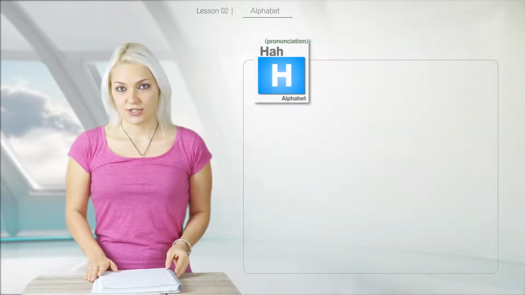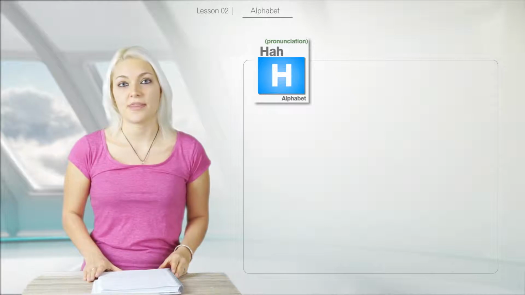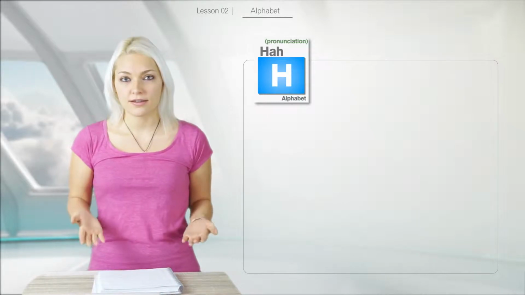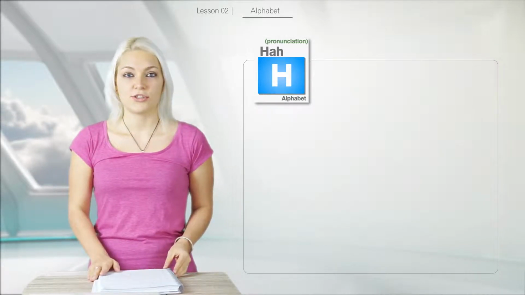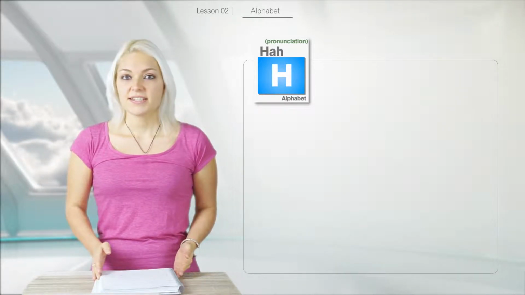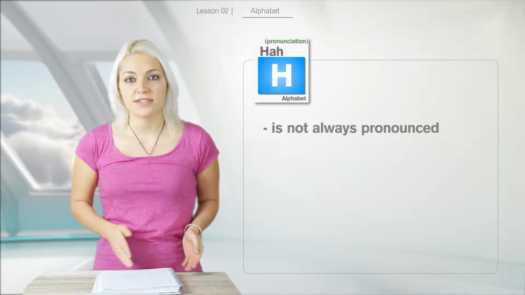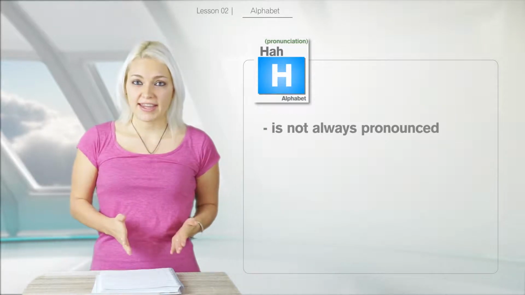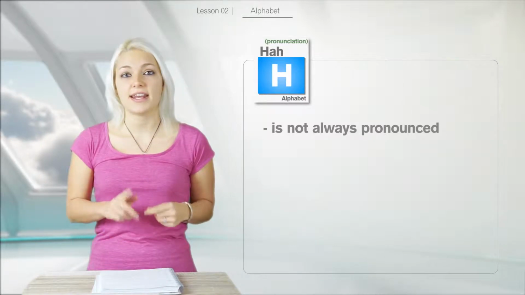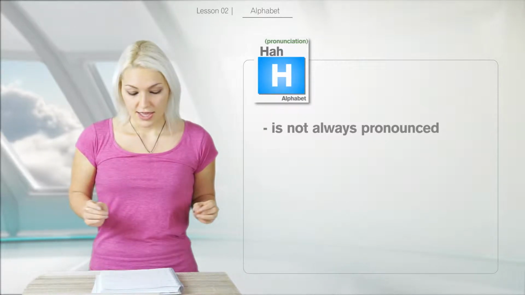Then the letter H. The German H is aspirated at the beginning of a word, like in Hallo. You actually have the breathing out, which you don't have in many other languages. But the H is not always pronounced because sometimes it simply serves to prolongate a vowel in a word. So you will very, very often see an H at the end of a word or in the middle of a word after a vowel.